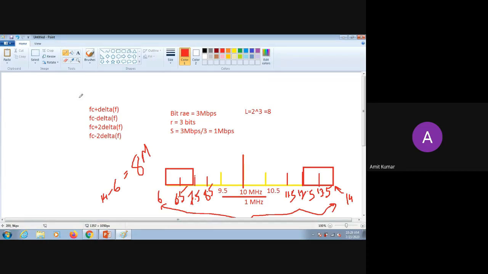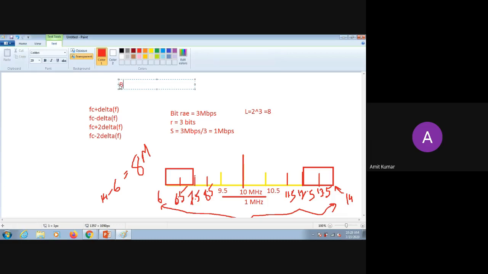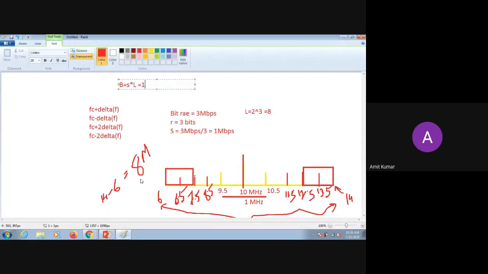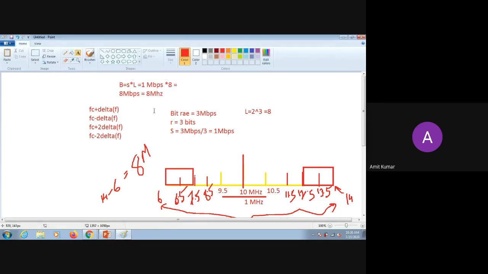Now we will use the mathematical form. B will be given by S multiplied by L. If you see the previous formula, S multiplied by L, you can easily calculate the bandwidth. We have already found S is 1 Mbps and the number of levels is 8. So it will be 8 Mbps or 8 megahertz. So we have calculated using the graph as well as the mathematical formula, and we can see that both are true.